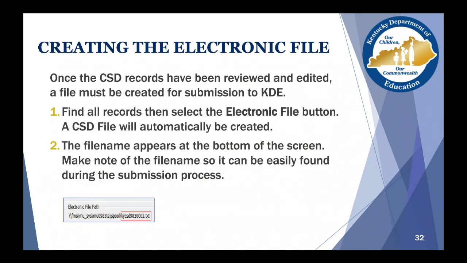So creating the electronic file, you're going to open the CSD records that have been reviewed and edited, because a file must be created for submission to KDE. You'll find those records and then select electronic file. A CSD file will be created. You'll want to make note of the file name at the bottom of the screen because you'll need that later for submission.